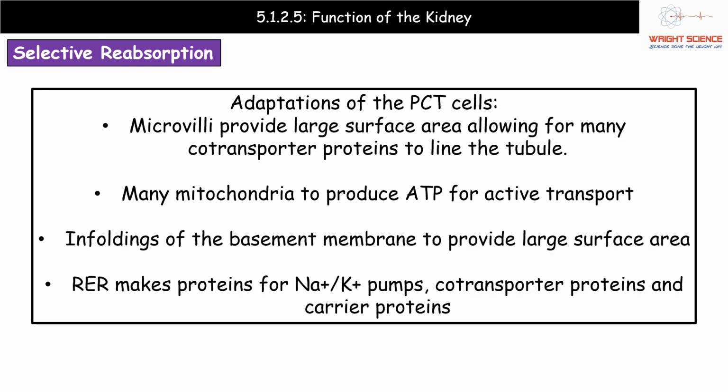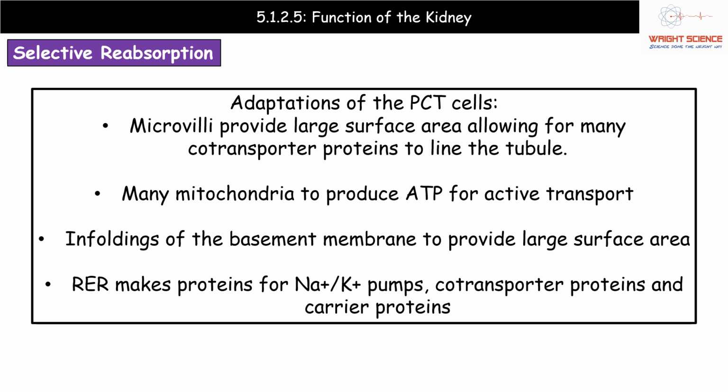If we just take a moment then to consider these adaptations that we've mentioned throughout this, and obviously some that hopefully we've made some assumptions on from our prior knowledge, then those PCT cells are going to have these microvilli for the large surface area. And obviously any of these surfaces where we're having these exchanges need a large surface area, because the larger the surface area, the more space we've got to pack in all these different transporter proteins.